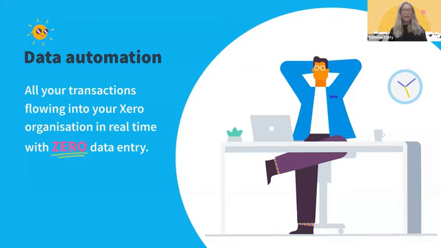Specifically, data automation means transactional data, so these are your bills, invoices, receipts, are flowing into Xero, so right into your Xero organization, and automatically, accurately, and in real time, without you lifting a finger. So the future state of data automation means a world where you have zero data entry. Pretty exciting, right?